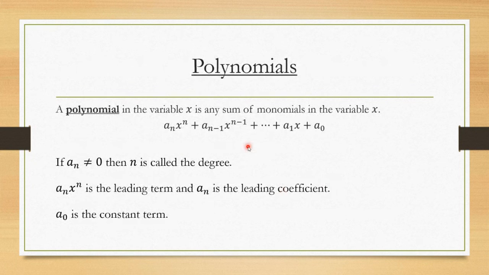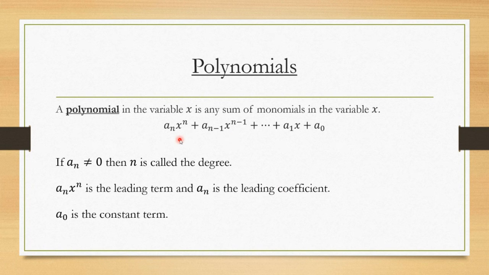Okay. A polynomial in the variable x is just a sum of monomials in the variable x. I really should say finite sum, although infinite sums, you don't see that till calculus. So you're basically just adding some monomials together. That's what a polynomial in the variable x is.